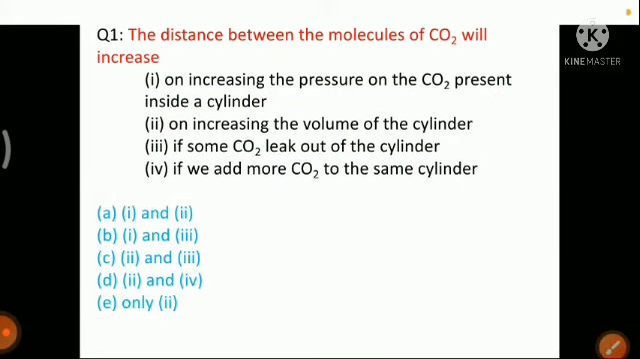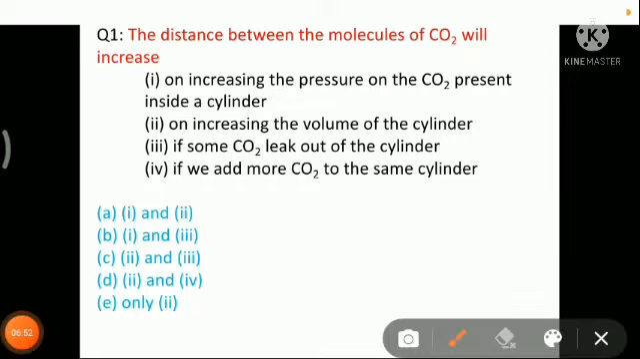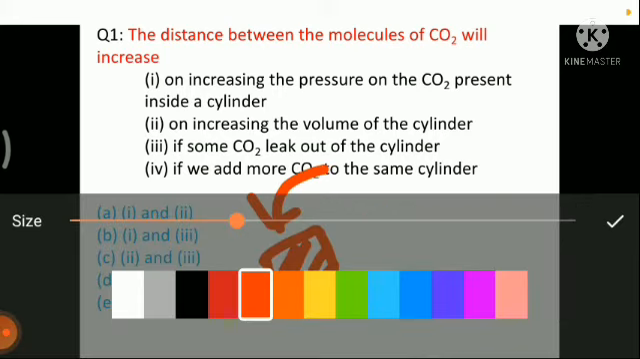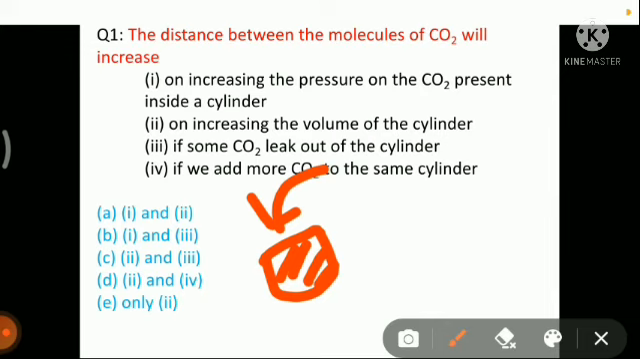Now let us look at the fourth condition. So if we add more CO2 to the same cylinder, that means, suppose we are considering this cylinder, it already contains this much amount of gas. If we add more gas, then what will happen? It already had gas, again we are adding more gas. So if we zoom in on it, what we will see is that it already had this many gaseous particles inside the cylinder. Again, in the same volume we are adding more gas particles.